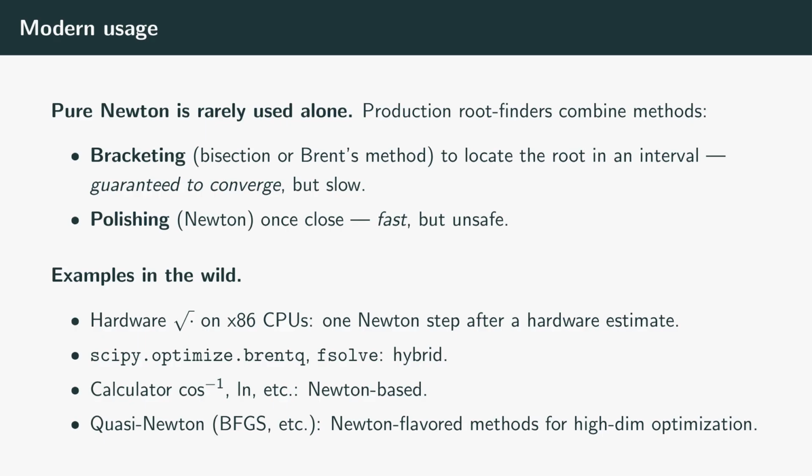And there's a whole family of quasi-Newton methods, BFGS, L-BFGS, and friends, that extend Newton's idea to high-dimensional optimization, where computing derivatives is expensive and you approximate them. Newton's method is everywhere. You just don't see it because it's wrapped in better packaging.